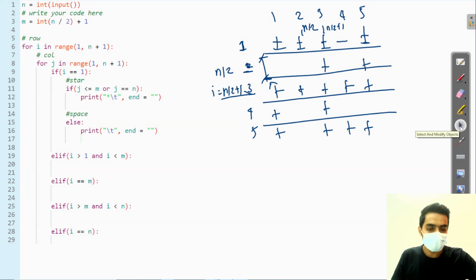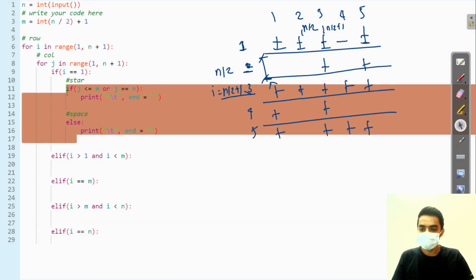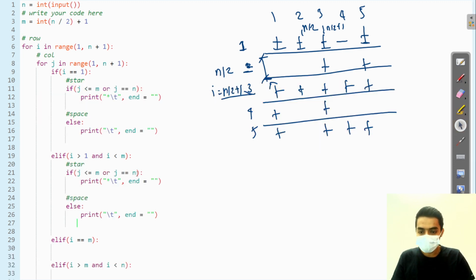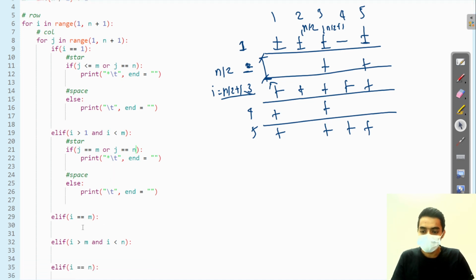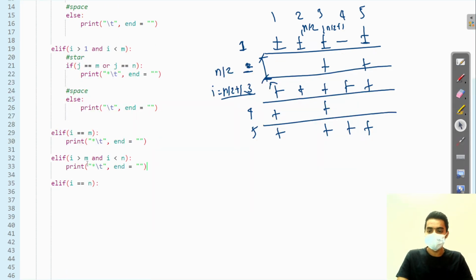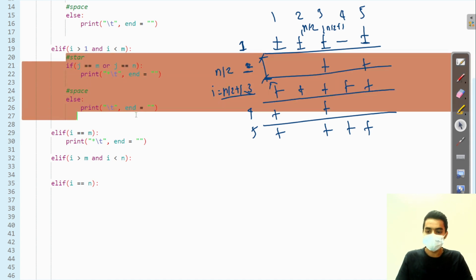For the second compartment, we need to print star if j is equal to m, or if j is equal to n. So this is the condition for this. For the third compartment, it is a special row. So in this row only print star. For the fourth compartment, we need to print stars and spaces at some point.